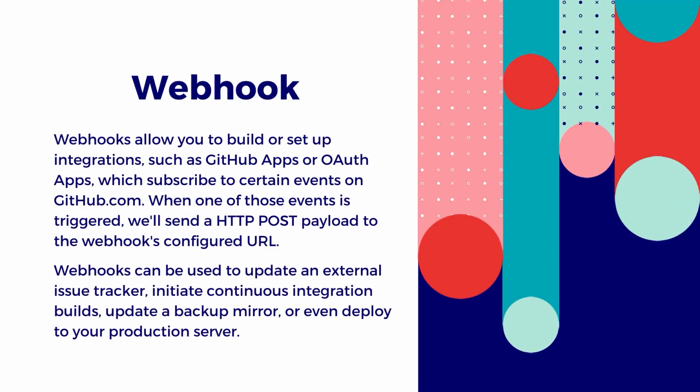Now, we will discuss the webhook in GitHub. Webhooks allow you to build or set up integrations, such as GitHub apps or OAuth apps, which subscribe to certain events on github.com. When one of those events is triggered, we'll send an HTTP POST payload to the webhook's configured URL. Webhooks can be used to update an external issue tracker, initiate continuous integration builds, update a backup mirror, or even deploy to your production server. This is all about webhooks.